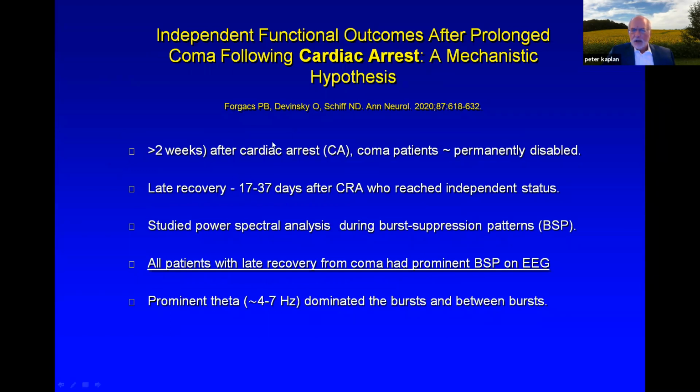Now, more recently, you have, for example, the use of EEG to look for independent functional outcomes. And this was a study that you're encouraged to look at in the Annals of Neurology last year, where, in cardiac arrest, they looked at coma patients, they looked at spectral analysis. And what they found, and I'll show you a burst suppression pattern, was that among the bursts, there was quite a bit of theta activity, theta, between bursts and with the bursts. And when these patients with this burst suppression post-anoxic pattern had this pattern, then the prognosis was in fact favorable.